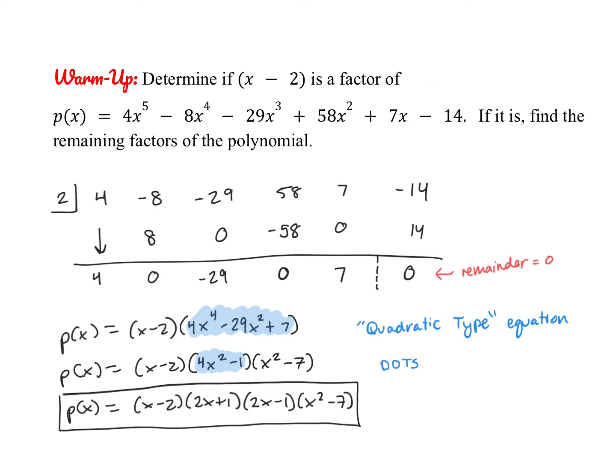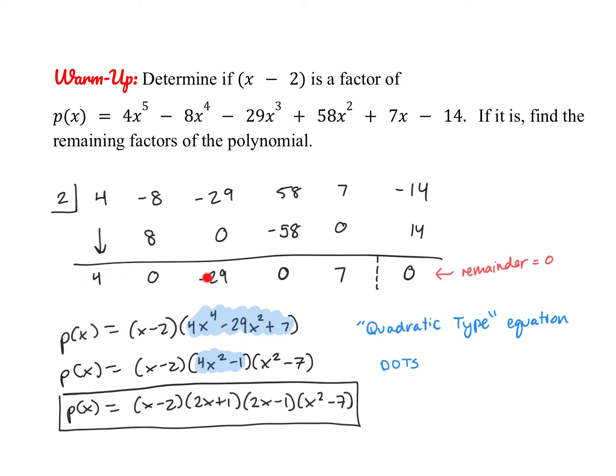So remember, to determine if something is a factor, we can use synthetic division. So if x minus 2 is the factor, we use positive 2 here. So imagine you're using the 0. You do your synthetic division, and what you're looking for is a remainder of 0. So since this does have a remainder of 0, it means that x minus 2 is a factor.